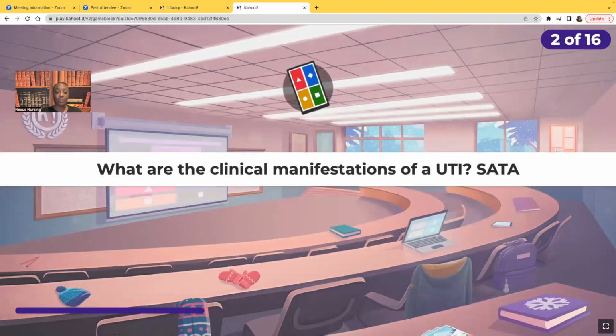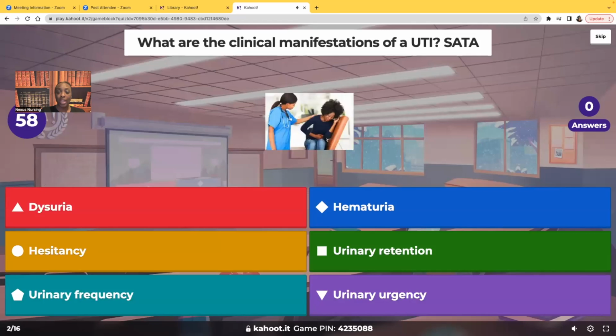Select all that apply. What are the clinical manifestations of a urinary tract infection? Here are your choices: dysuria, hematuria, hesitancy, urinary retention, urinary frequency, urinary urgency.